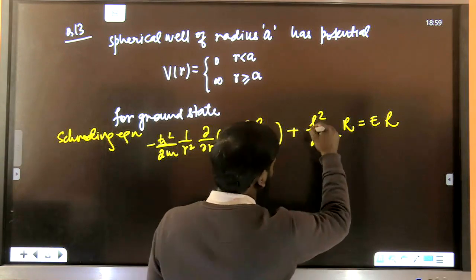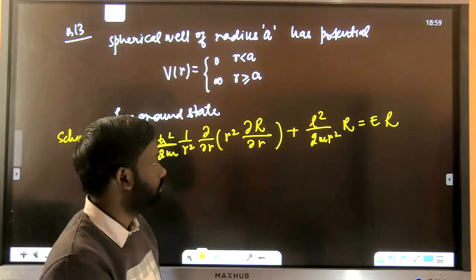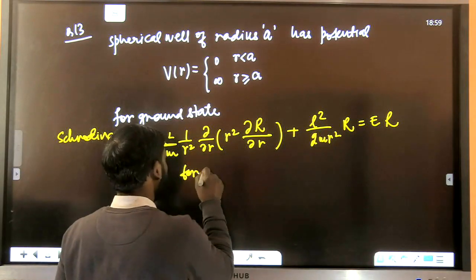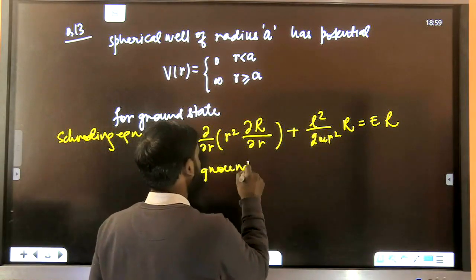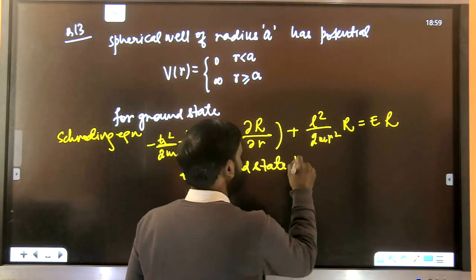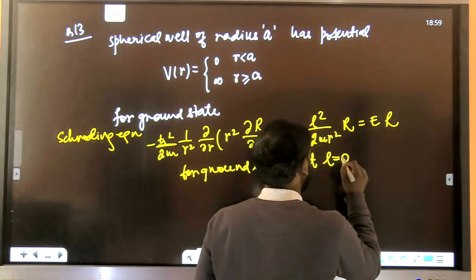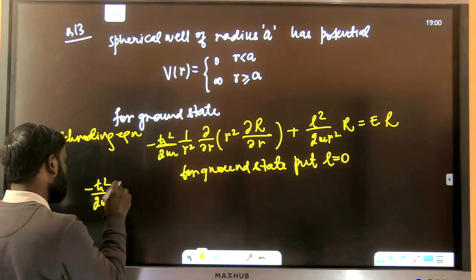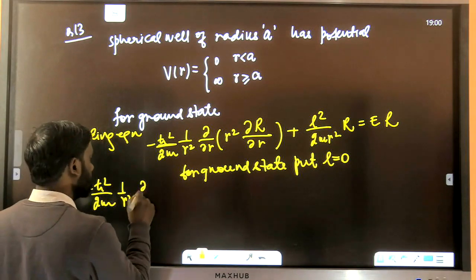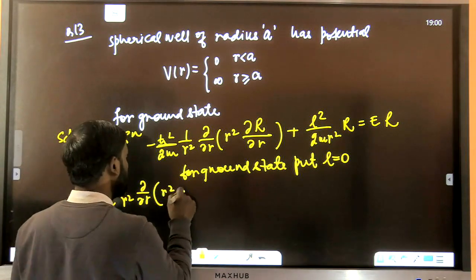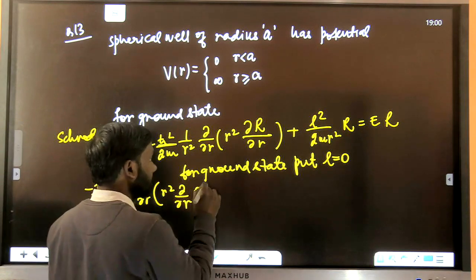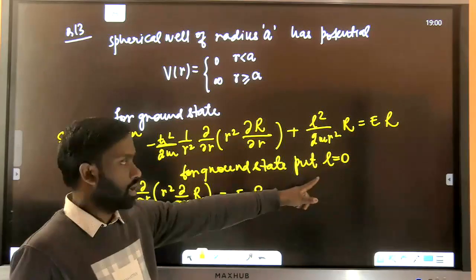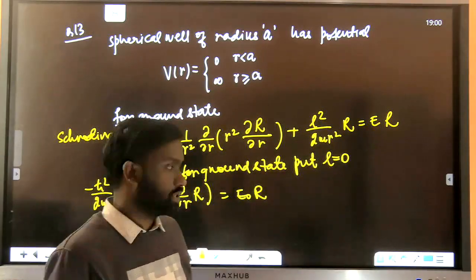Now for the ground state we make L equal to 0, so that we can get the minimum energy. This is a positive term. So for the ground state, put L equal to 0. In that case, you get minus h bar square upon 2m, 1 by r square d by dr of r square dR by dr, equal to E naught R. So we have put L equal to 0, and here I'm writing E naught, which indicates the ground state.